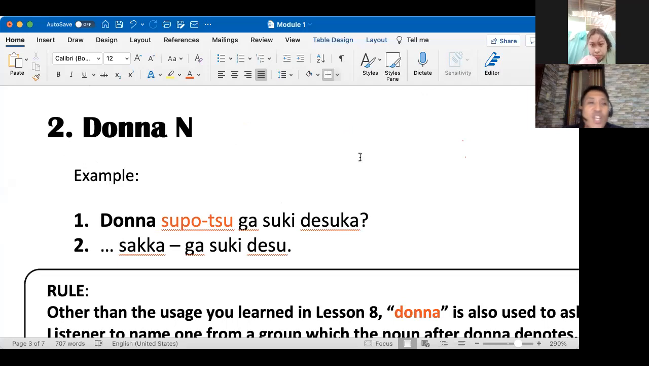Anong dish? Dong na kuruma ga arimasu ka? Anong car meron ka? So, pwedeng wigo kuruma ga arimasu. Or pwedeng sabihin na BMW, for example, or you can name a certain car, because tinatanong dong na kuruma means anong klaseng sasakyan meron ka.